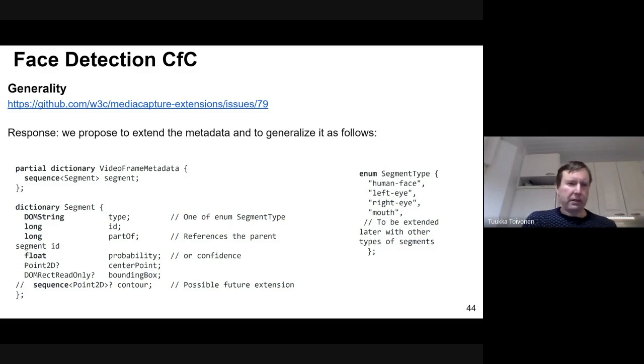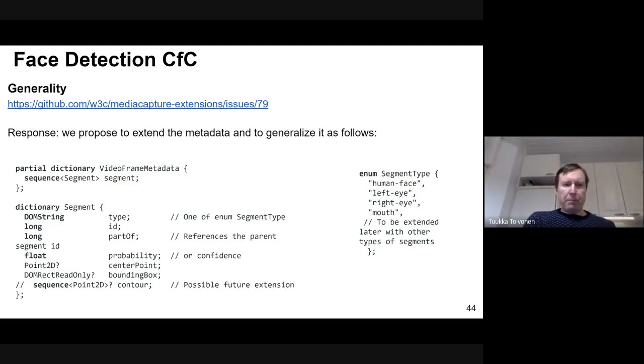This is easy to extend for other types of objects like cars or animals or whatever needs to be detected or described later. After the type of the segment, there is ID, which is similar to the ID that we have proposed before. This ID can be used for tracking the objects that are segmented out from the video frames, and it's also the identification of a specific segment. The next field, part of, allows describing segments hierarchically. So, for example, eye would be part of face, and in that case, the part of field of the eye would refer to the ID of the face.